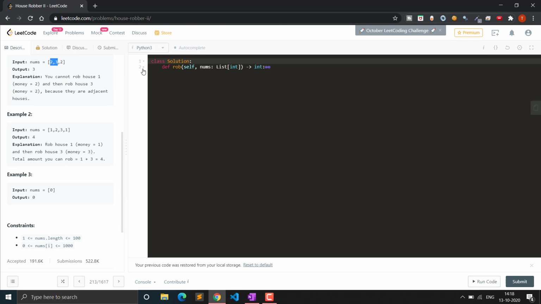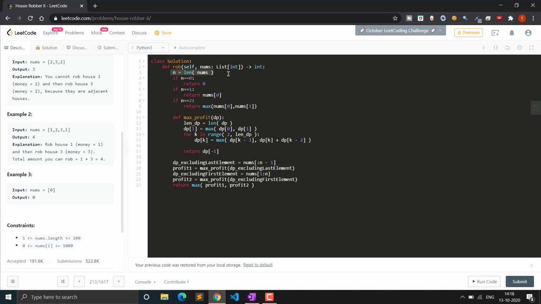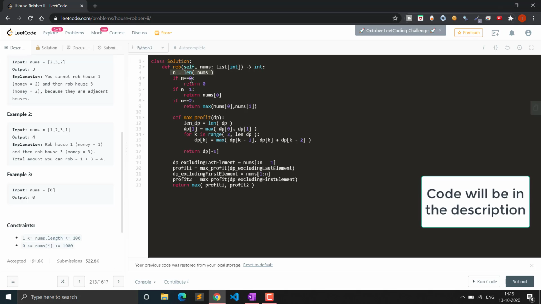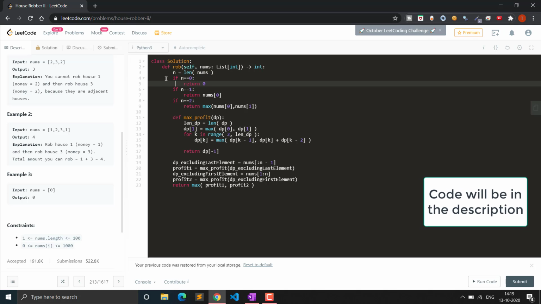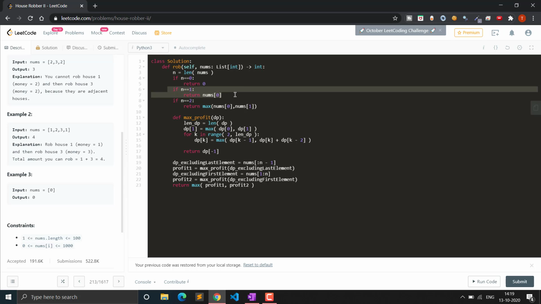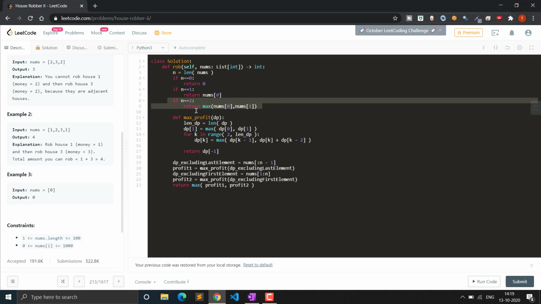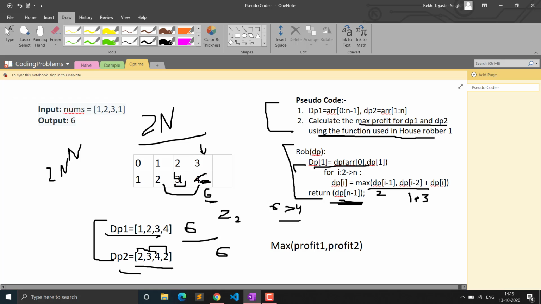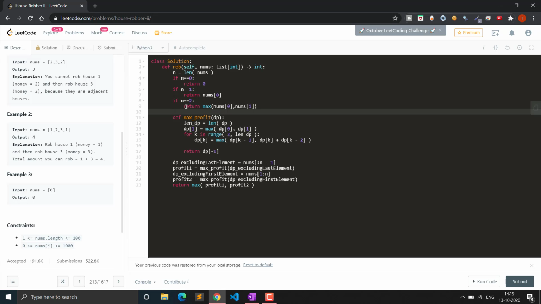I have written the code in Python this time. First of all we check the base condition. I have taken the length of this array into n. Now we check if the array is empty, we can simply return 0, because if we don't have any house, we will end up having 0 profit. If we have one house, we can simply return that house's profit, because it has no adjacent house, so we can simply loot it. If we have two houses, we can loot one of them, not both together. So we will return the maximum of both, nums of 0 and nums of 1. So you can see I have actually told you how to do that.